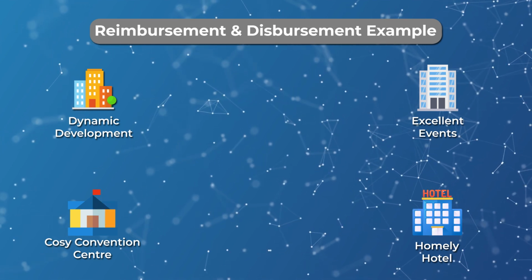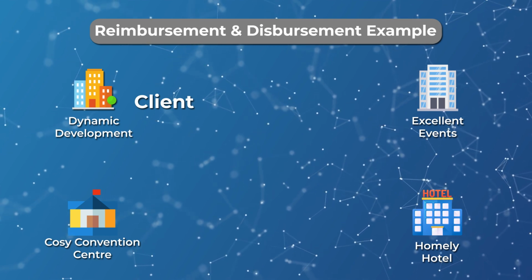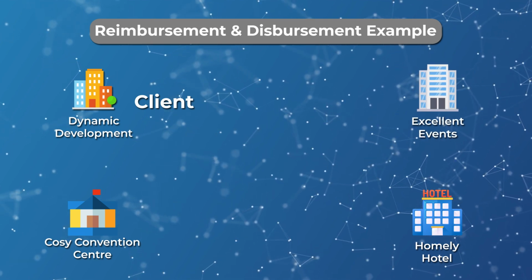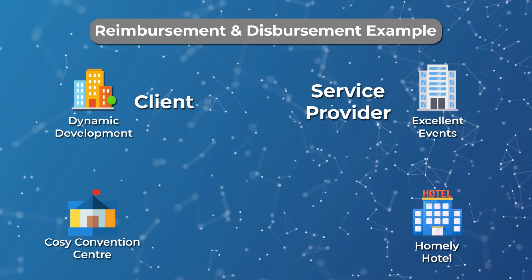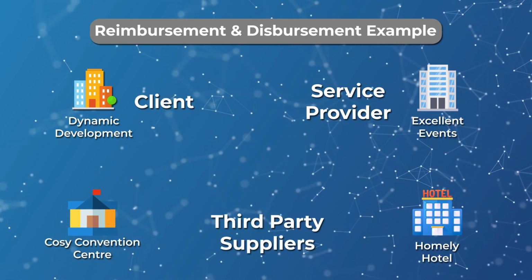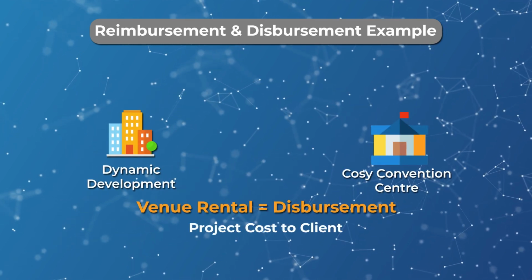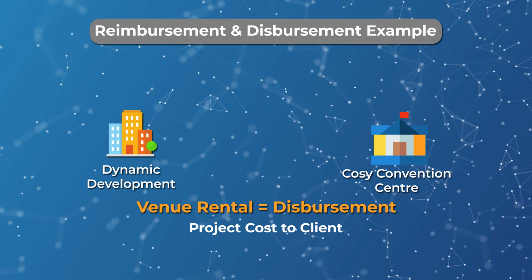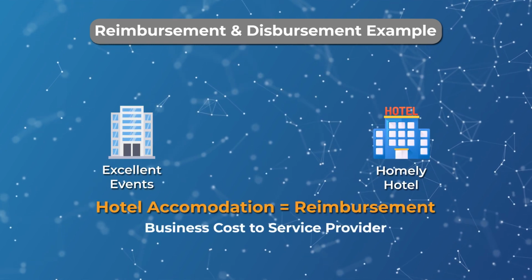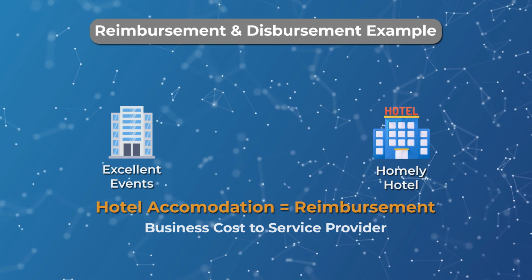In this case, Dynamic Development Berhad is the client. Excellent Events Sendirian Berhad is the service provider. Both Cozy Convention Center and Homely Hotel are third-party suppliers. As a project cost to the client, venue rental is considered a disbursement, whereas the hotel accommodation is a business cost to the service provider, therefore a reimbursement.